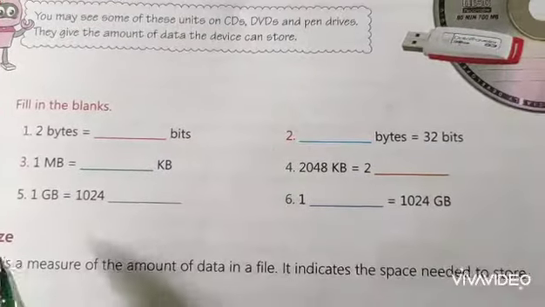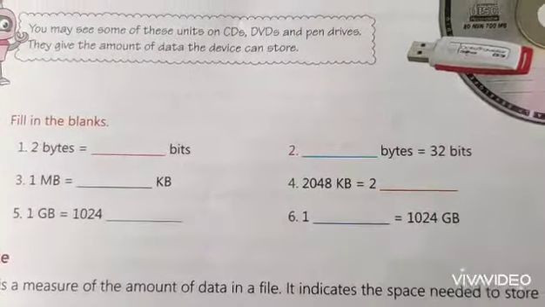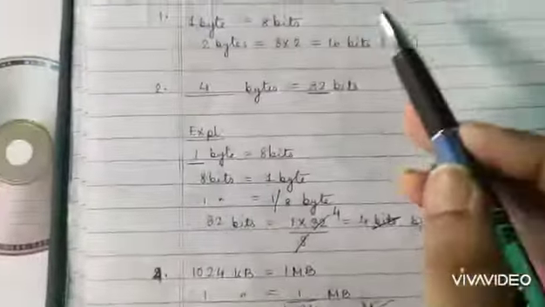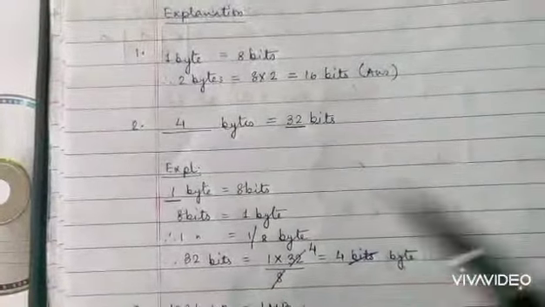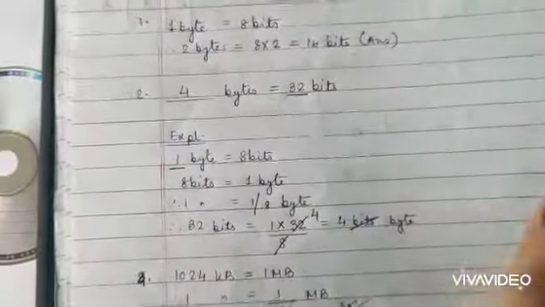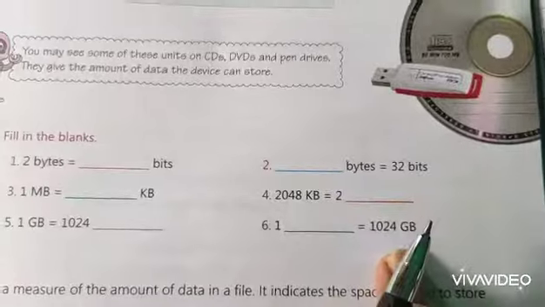Like this way you will complete it in your book page. If you want to do the explanation in your classwork copy, you can do, otherwise you may make mistakes. So if you want to do the explanation, you can do, and after that you write down here the final answers.